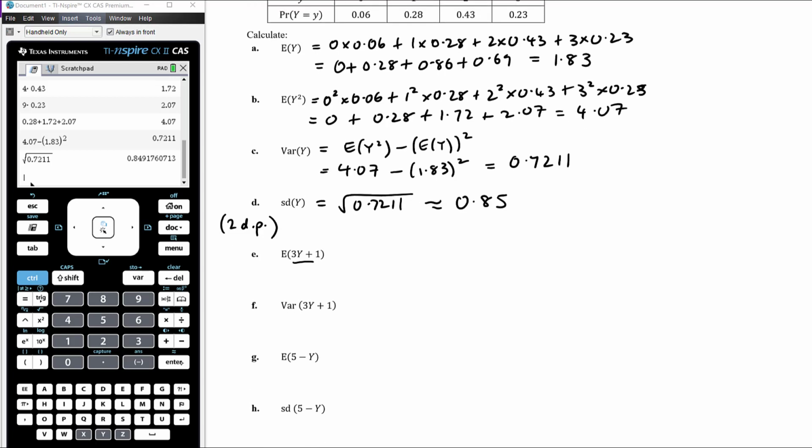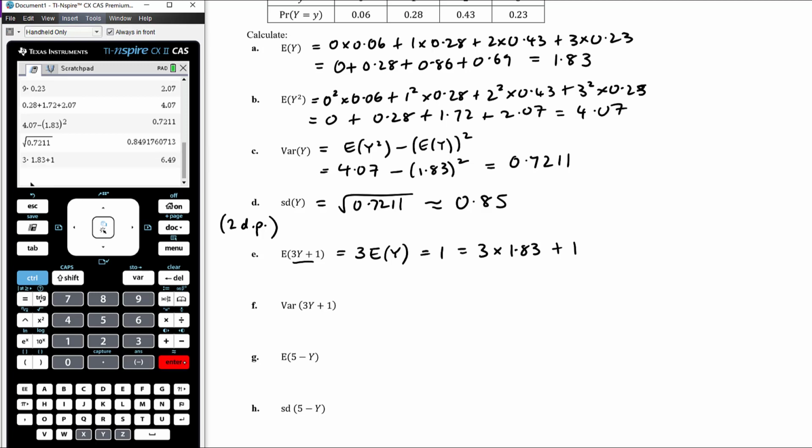Then we want the expected value of 3y plus 1. Now, because this is a linear function, we can essentially just expand this out. So this is 3 times the expected value of y plus 1. So that is 3 times 1.83, which we found in part A, plus 1. And so that is 6.49.